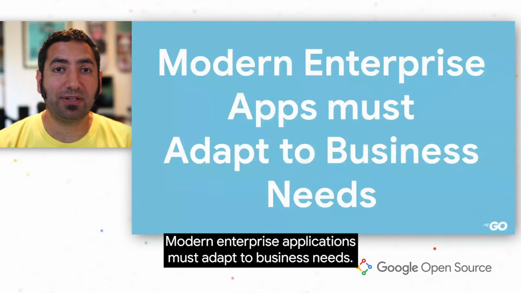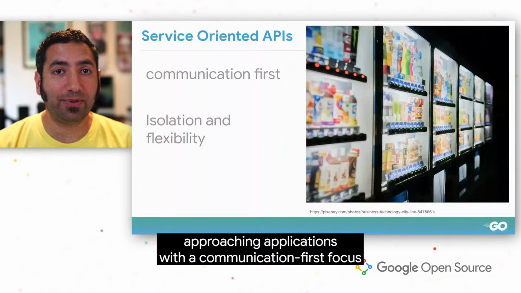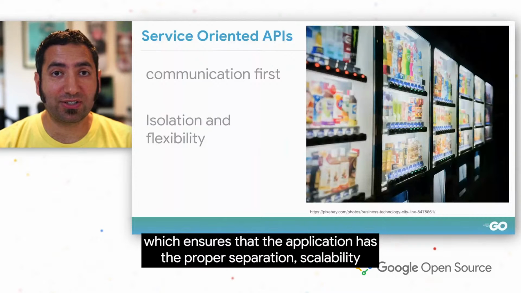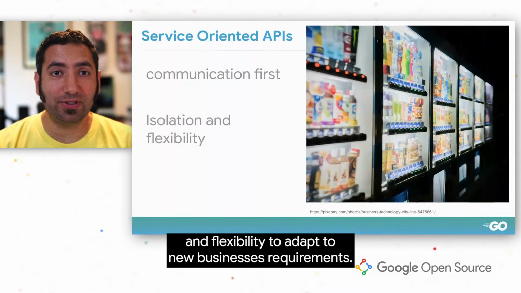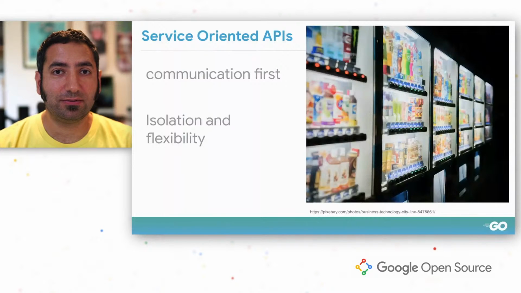Modern enterprise applications must adapt to business needs. One way they do this is by utilizing service-oriented APIs, approaching applications with a communication-first focus, which ensures that the application has the proper separation, scalability, and flexibility to adapt to new business requirements. This approach also isolates each feature for greater flexibility and security.